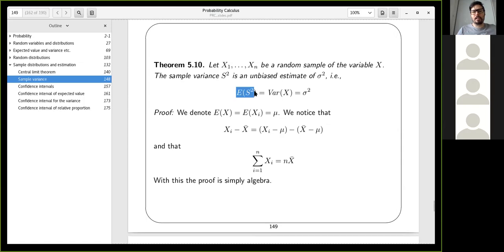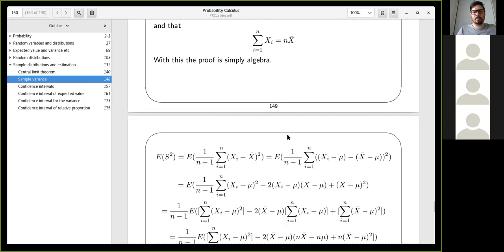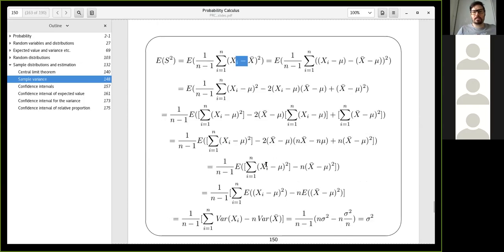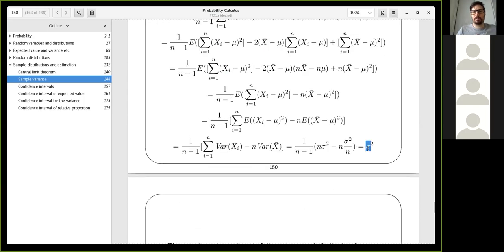we showed that the expected value of the sample variance, as calculated by this formula here, which makes use of the sample mean here, and this is the way we defined it, has the expected value, and we talked a little bit about that.